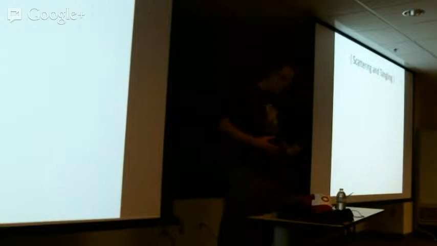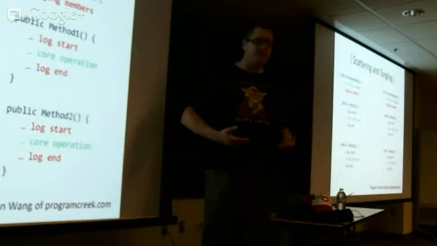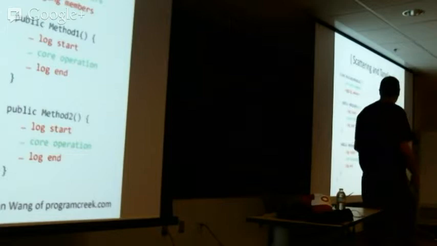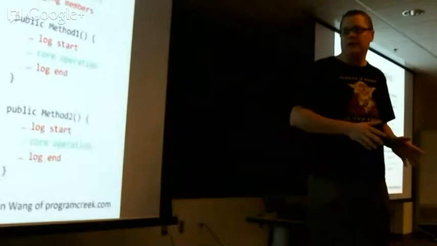Here's an example of a couple classes in pseudocode, just business modules. They have some methods that perform some core operation. That's the green code. And they use some core data members, also green, to perform that operation. And that's great. The class just does that core operation.